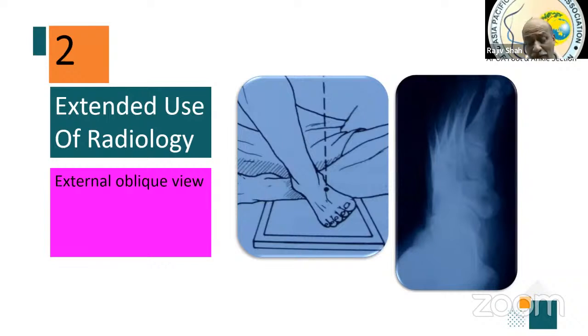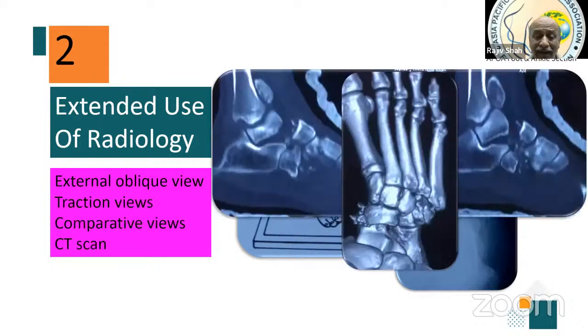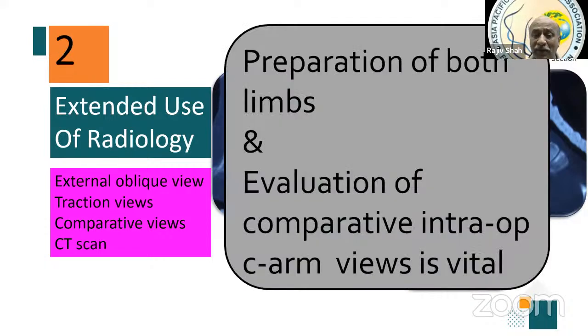Now, whenever you are dealing with a midfoot injury, you must use radiology to the most. Normally, we get the internal oblique view, which delineates the fourth and fifth ray. But whenever you are dealing with the navicular, medial cuneiform or the first ray, you should be taking an external oblique view. And sometimes you need traction views. Many times you need comparative views. And obviously, no question, a CT scan is almost always needed. So that's the second principle, that you use radiology extensively.